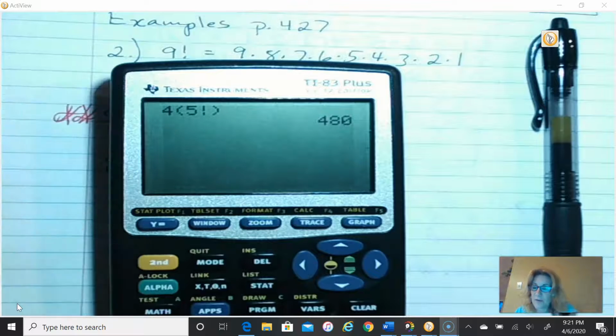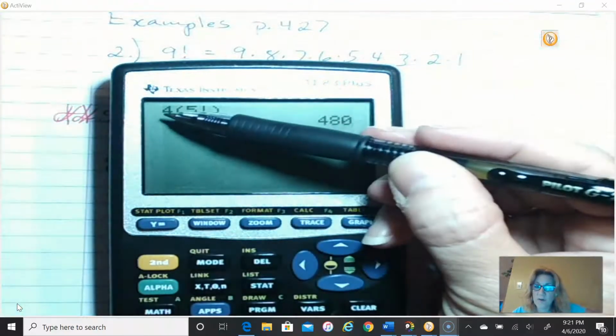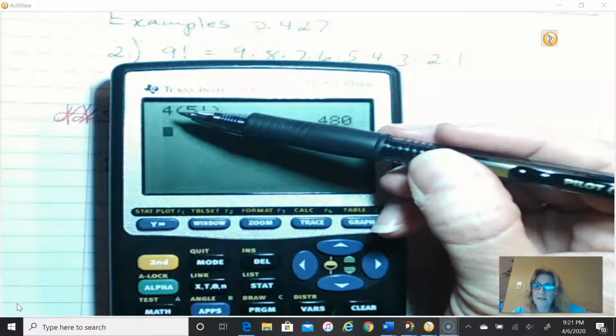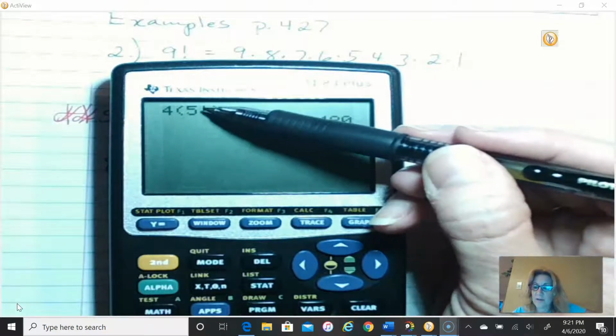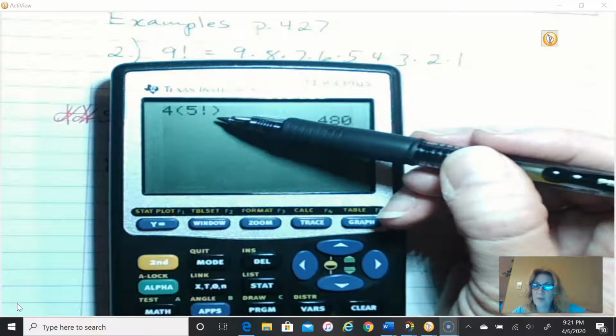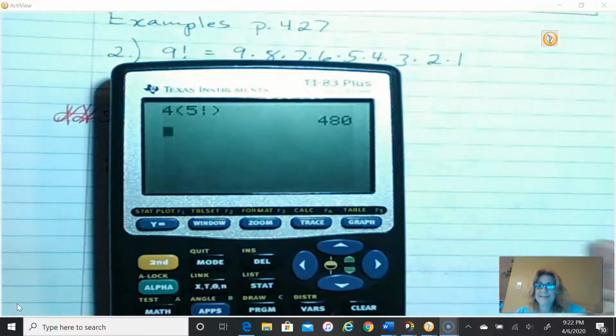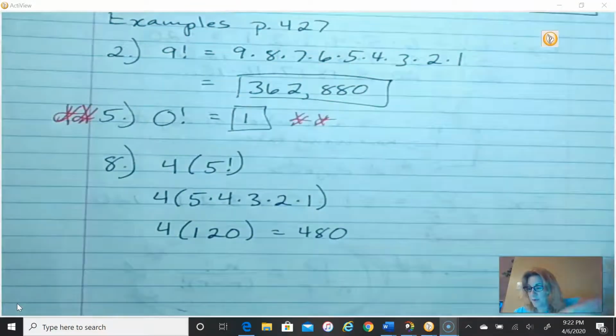Okay, so see how I did that? You may want to rewind the video. I put in the 4 first, then the parenthesis, then 5. Then I did all that weird stuff to get the factorial. End parentheses, hit enter. Okay, you can rewind that.